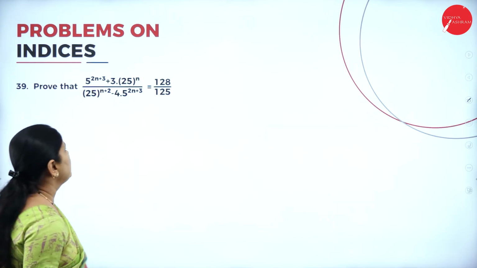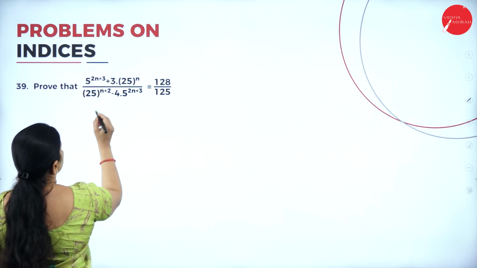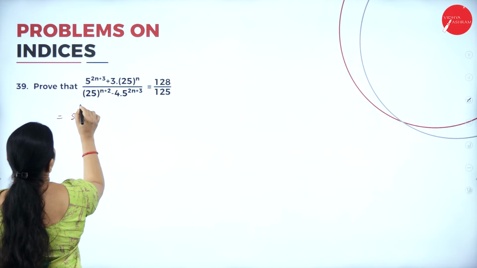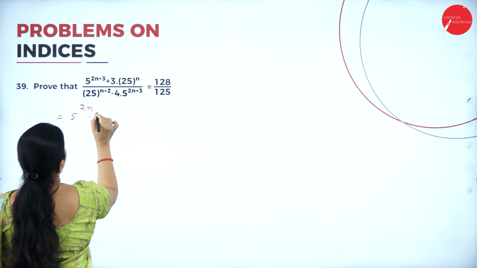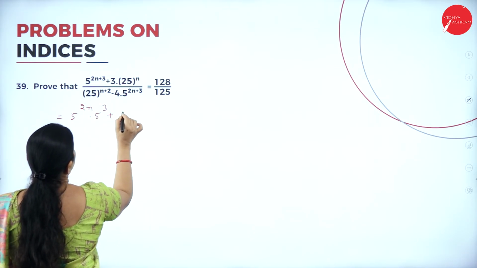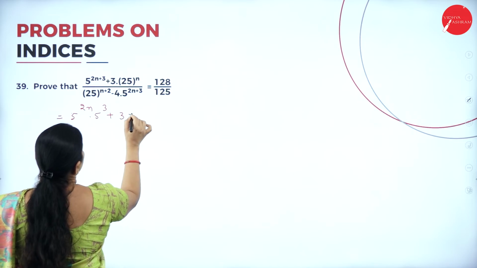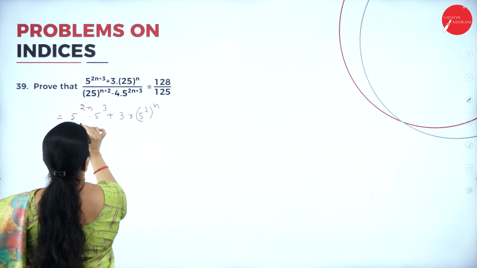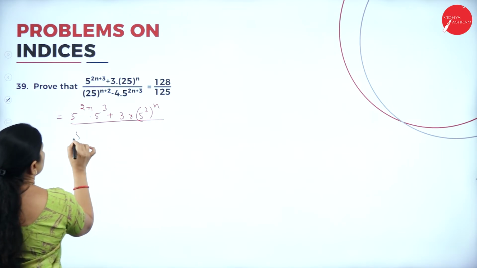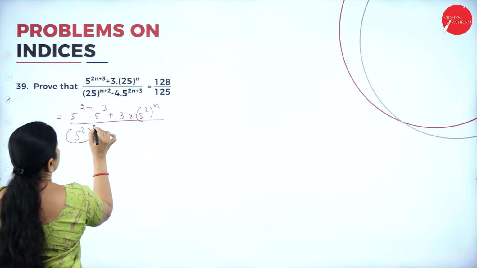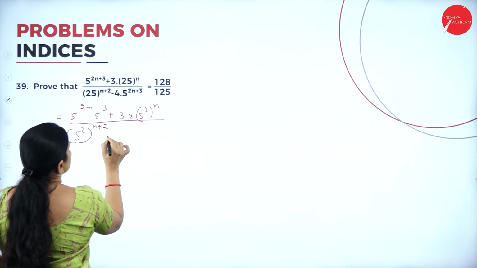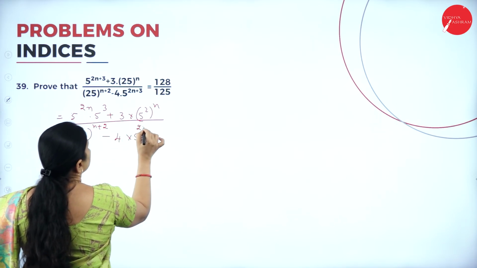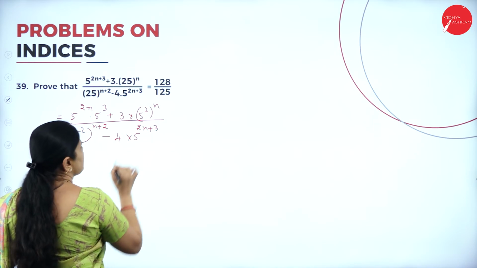So the next problem is 5 to the power of 2n by 3. This can be written as 5 to the power 2n into 5 to the power 3 plus 3 into 5 square to the power of n, whole over 5 square to the power of n plus 2 minus 4 into 5 to the power of 2n plus 3.